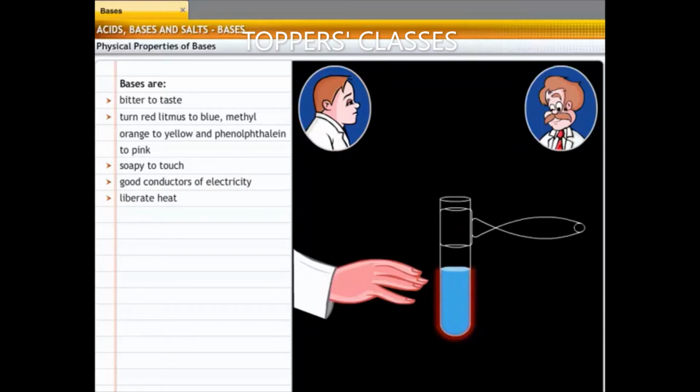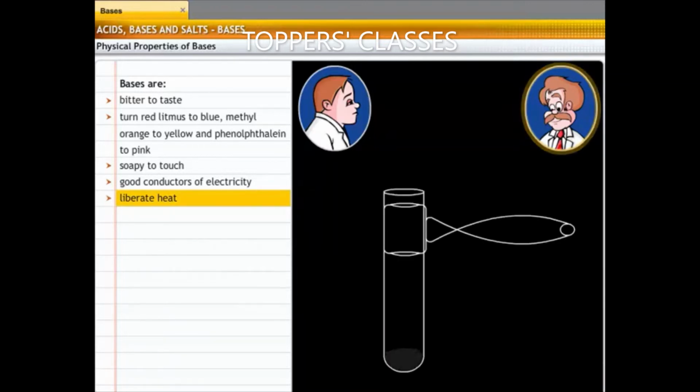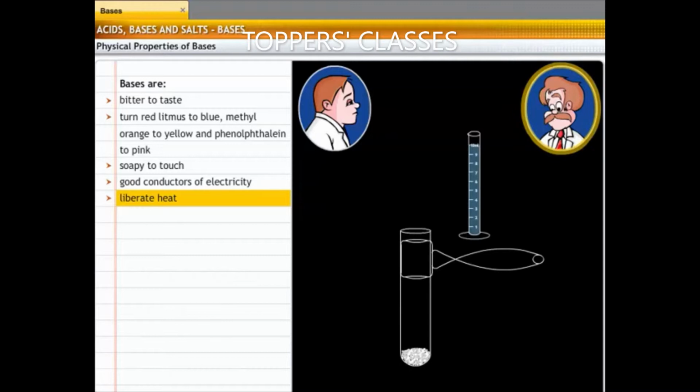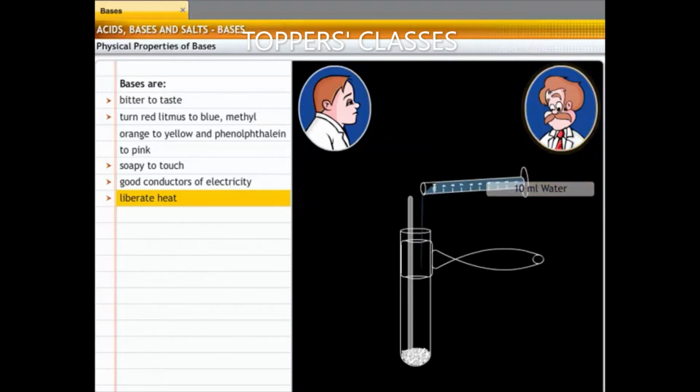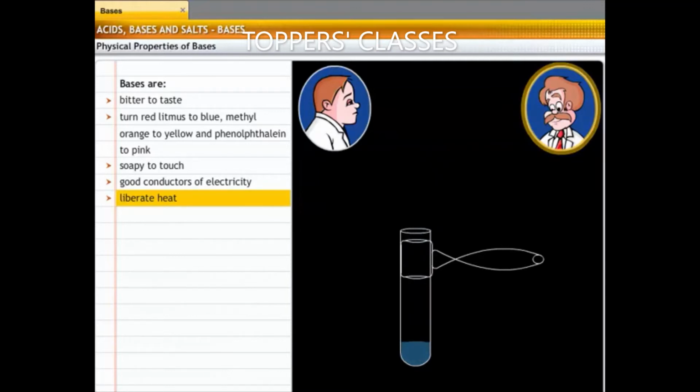Ouch! It's hot. When bases are diluted with water, they give out heat. Let's look at this experiment. We take 5 grams of sodium hydroxide pellets in a test tube. To this, we add 10 milliliters of water slowly by stirring. On diluting with water, some heat is released, due to which the test tube becomes warm.